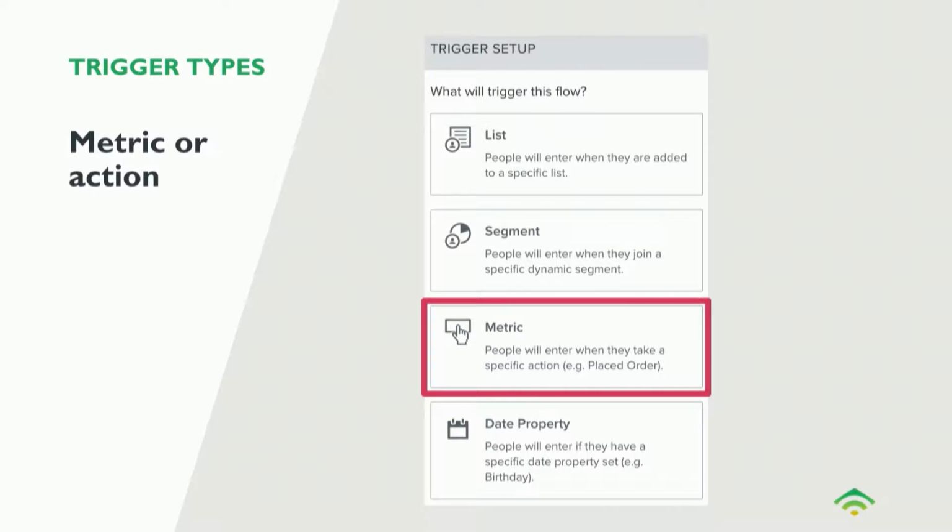The third type of option is a metric or an action triggered flow. These are the most common. This is when someone places an order, views a product, starts a checkout, things like that that you'd want to trigger communication with them, to start seeing they're interacting with your store, you want to start talking to them.